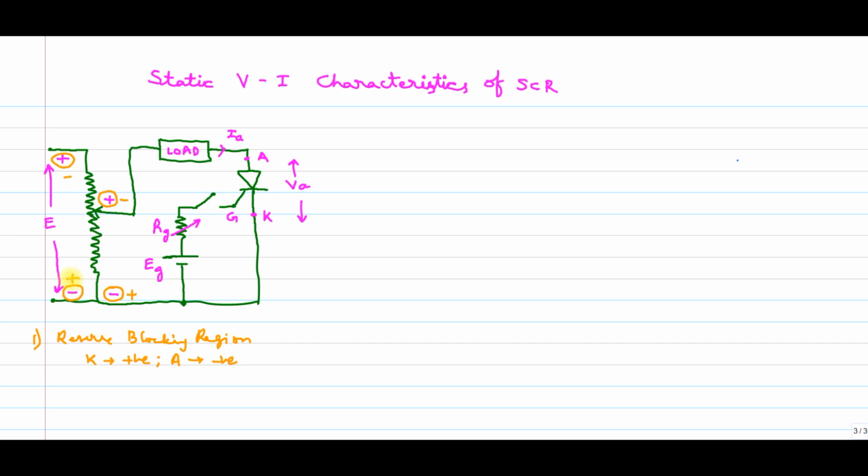Then tell me what will happen. Because of these two, the PN structure will be there. We have seen in the last video also. Because of the PN structure, J1 and J3 are in reverse bias now.